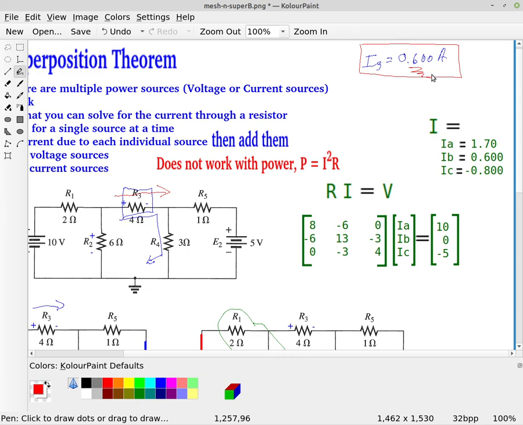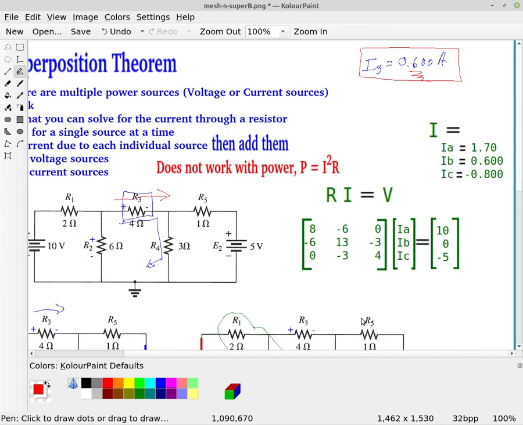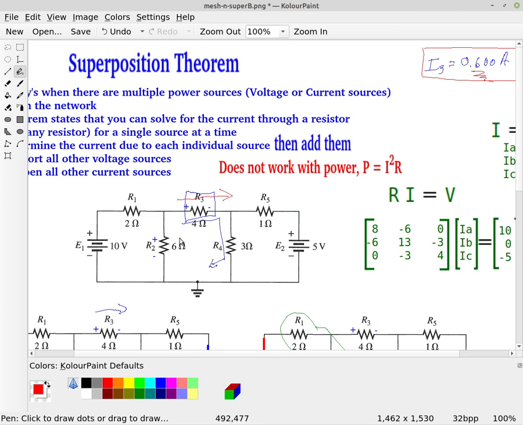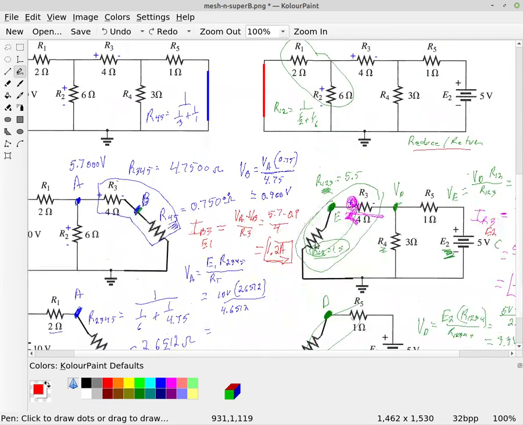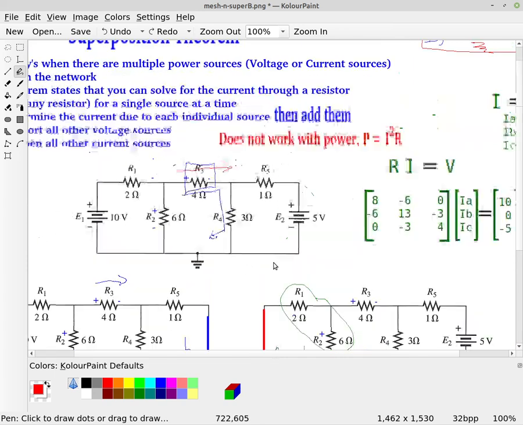So this was the application of superposition using the reduce return approach. It's quite a bit of work using the reduce return approach, and it only actually works for that one resistor. So if you wanted to find the overall current for R2 using the reduce return approach, you can still use your calculations through here, but you then have to determine the current through R2 based on each voltage supply.